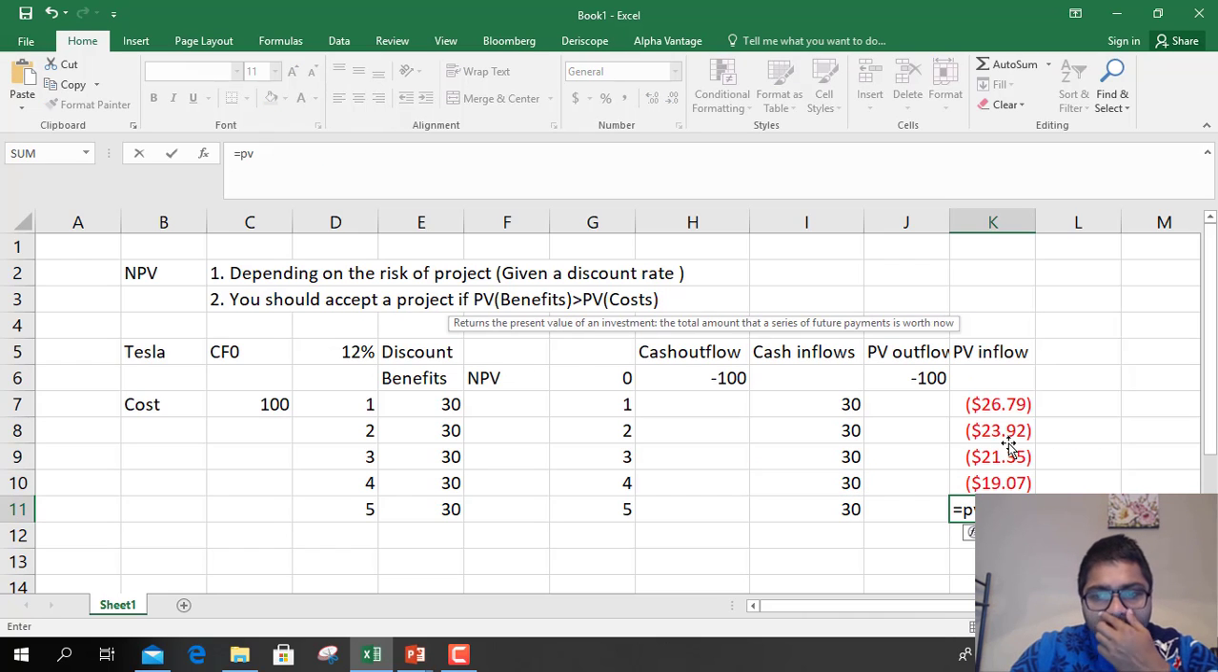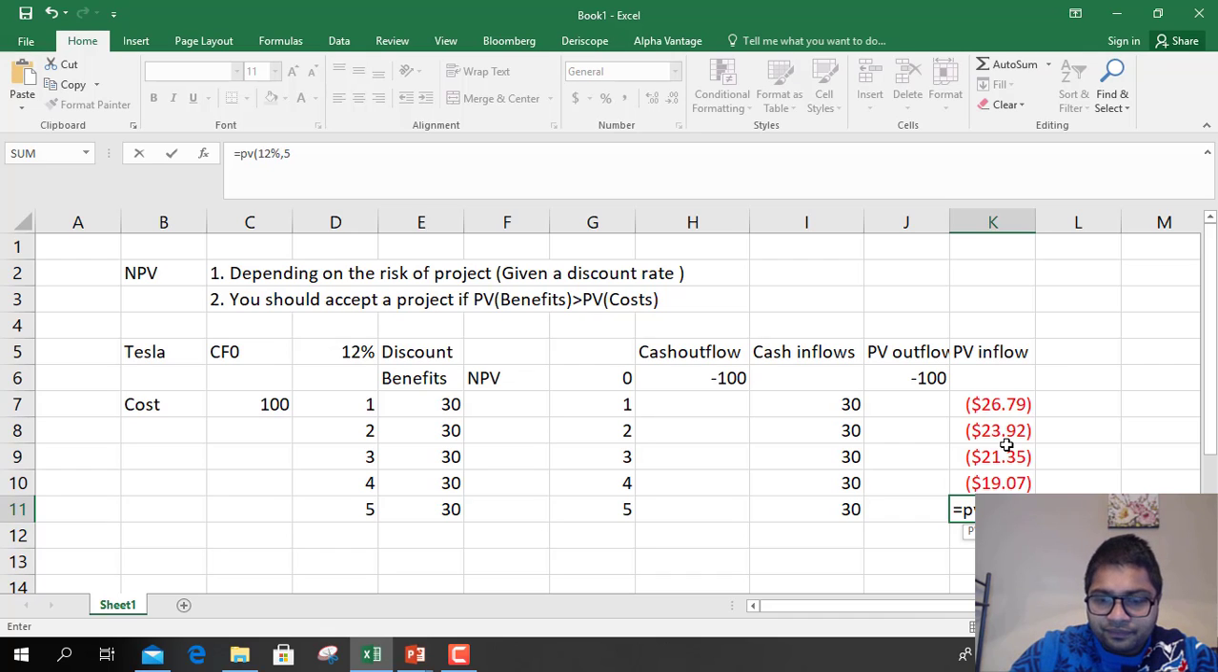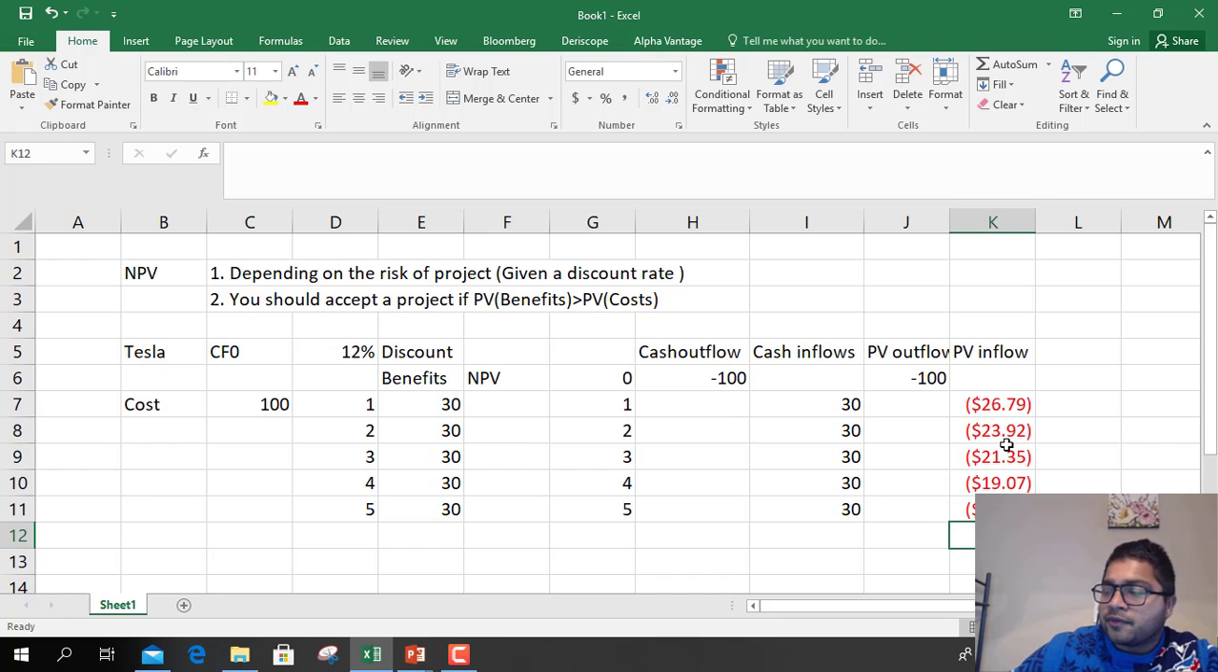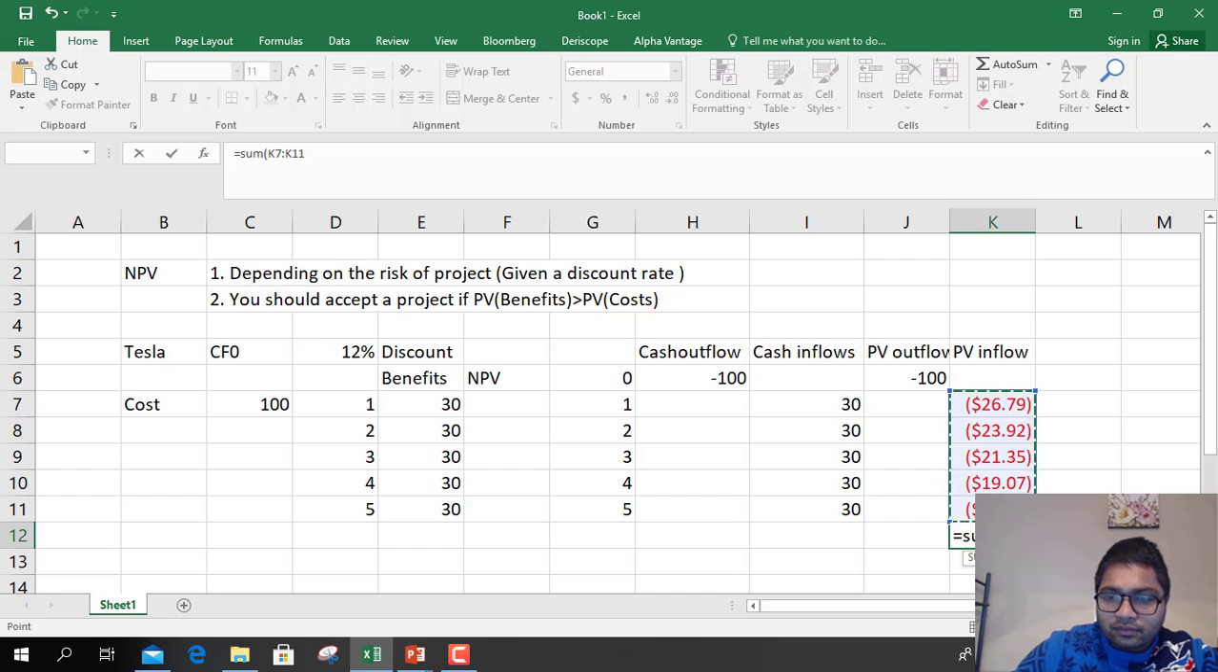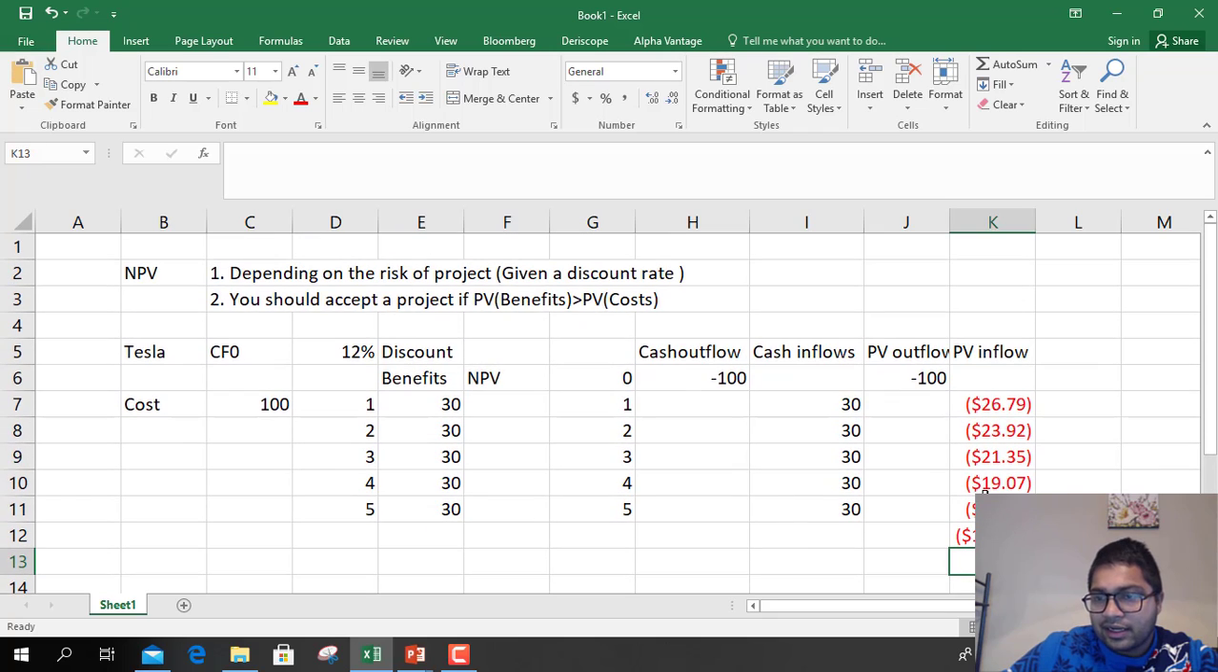And finally PV, rate 12%, N per 5, payment 0, future value 30, type doesn't matter. So 17. So we calculated present value, and take a pause if you need to and calculate this on your own. So present value, present value, present value, add them up. Okay, it comes to 108, right?